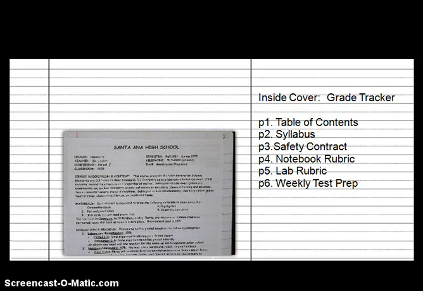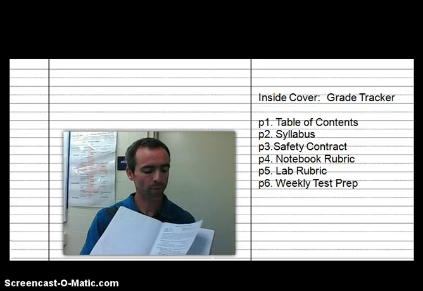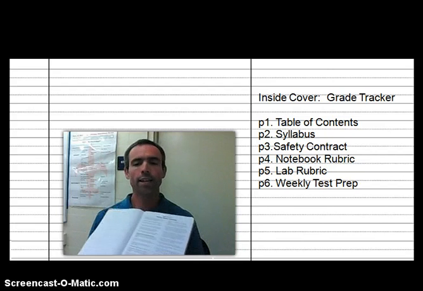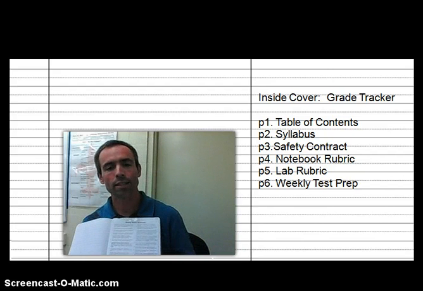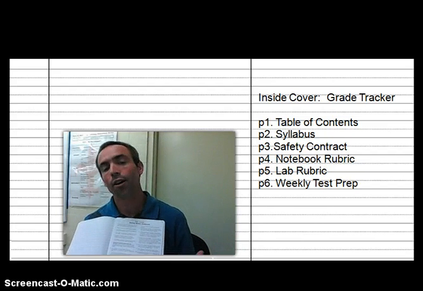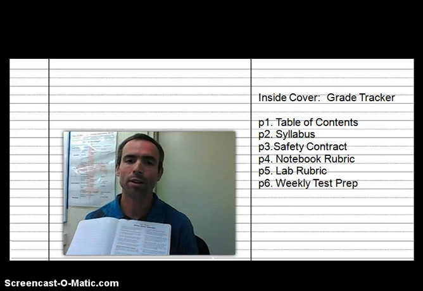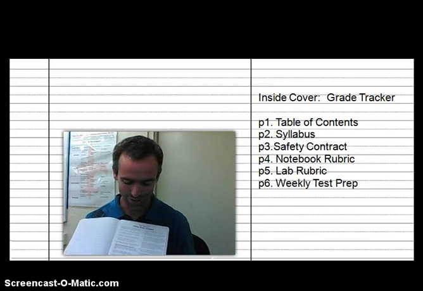That's what it looks like in your notebook. I know it's kind of zoomed in, so it's kind of hard to see. Sorry about that. It might be better if I just show it to you directly. There's the syllabus on page 2. On page 3, I'm flipping the page. Here's our safety contract. We went over the safety rules. Hopefully you did well on the quiz. That will be one of the easier quizzes of the year.